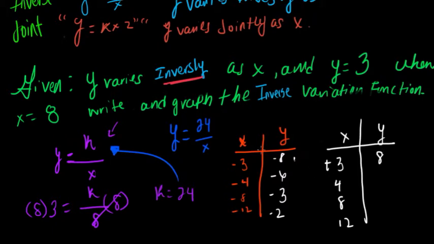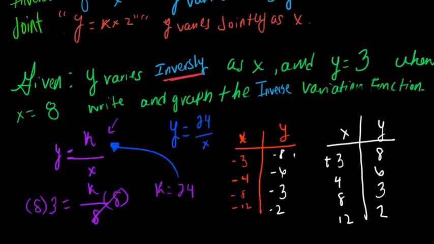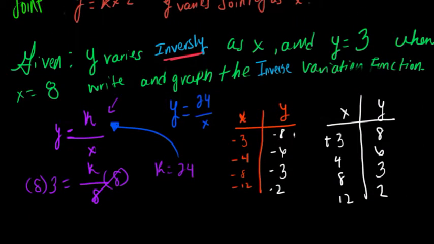Now when x is equal to 4, 24 divided by 4 will give me 6. When x is equal to 8, this will be 24 divided by 8, which will give me 3. At the same time, what happens when x is equal to 12? Well, y is equal to 24 divided by 12. Y is equal to 2. Okay, perfect. So we have enough to actually form a graph here.